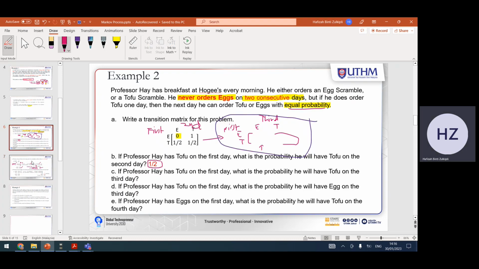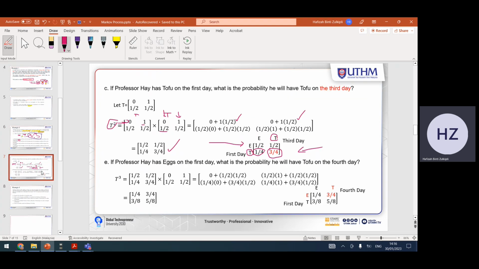Okay, right now, if Professor Hay has egg on the first day, what is the probability he will have tofu on the fourth day? So on the fourth day, you need another matrix, from first day to fourth day. Previously you already did the matrix for first day and the third day. So again, it's a repeated process, okay?